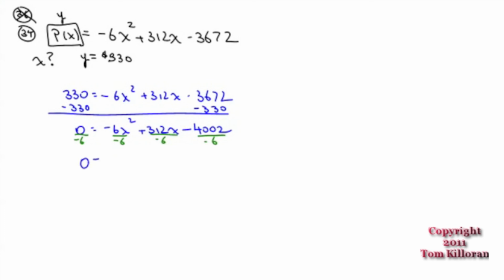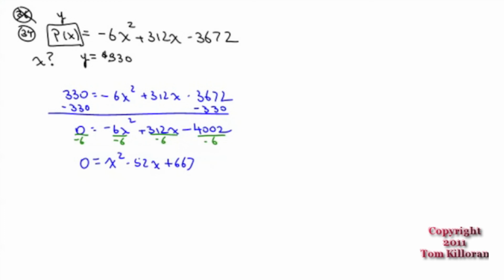So you get 0 equals x squared minus 52x plus 667. Gosh, I wish there was factors of 667 that added up to 52. Anybody off the top of your head? Maybe? Not me either. So I highly suggest at this point quadratic formula. So if you're going to plug this into the quadratic formula, all this.